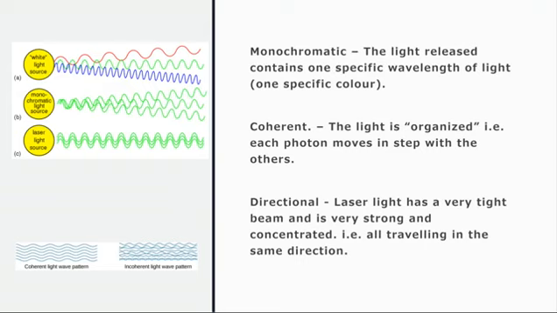Monochromatic light means that the light released contains one specific wavelength or one specific color. As you can see in diagrams B and C on the top left, all light emitted there is green, or it is the same wavelength.